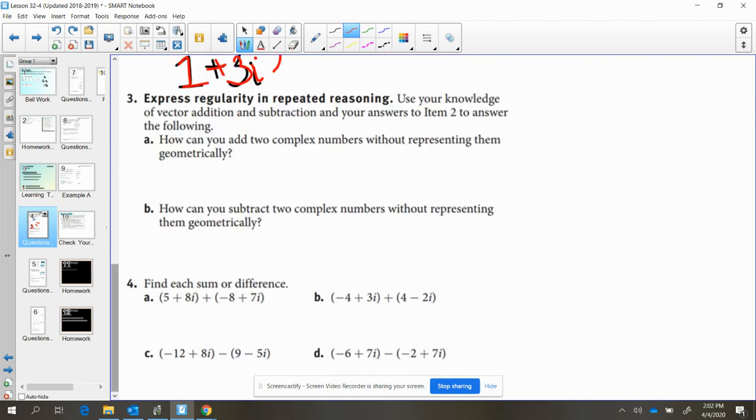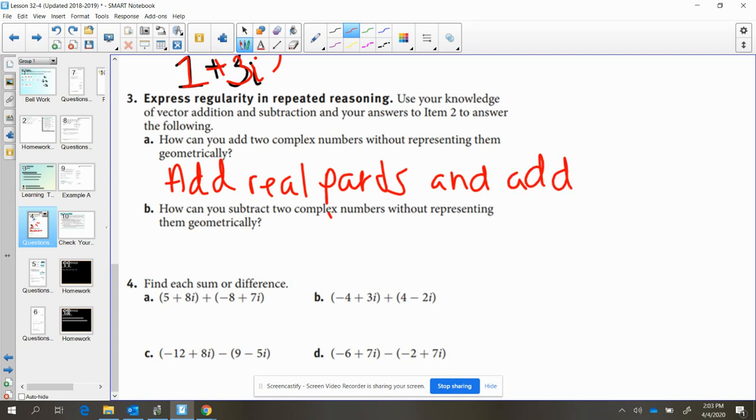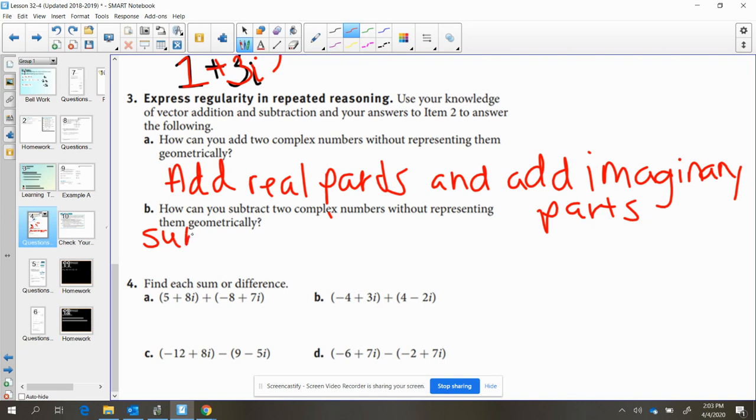Now from here, when we talk about adding and subtracting, to summarize this, you would add your real parts and you would add the imaginary parts. And then when we talk about subtraction, again, you're going to subtract real parts and then subtract your imaginary parts. Abbreviate here.